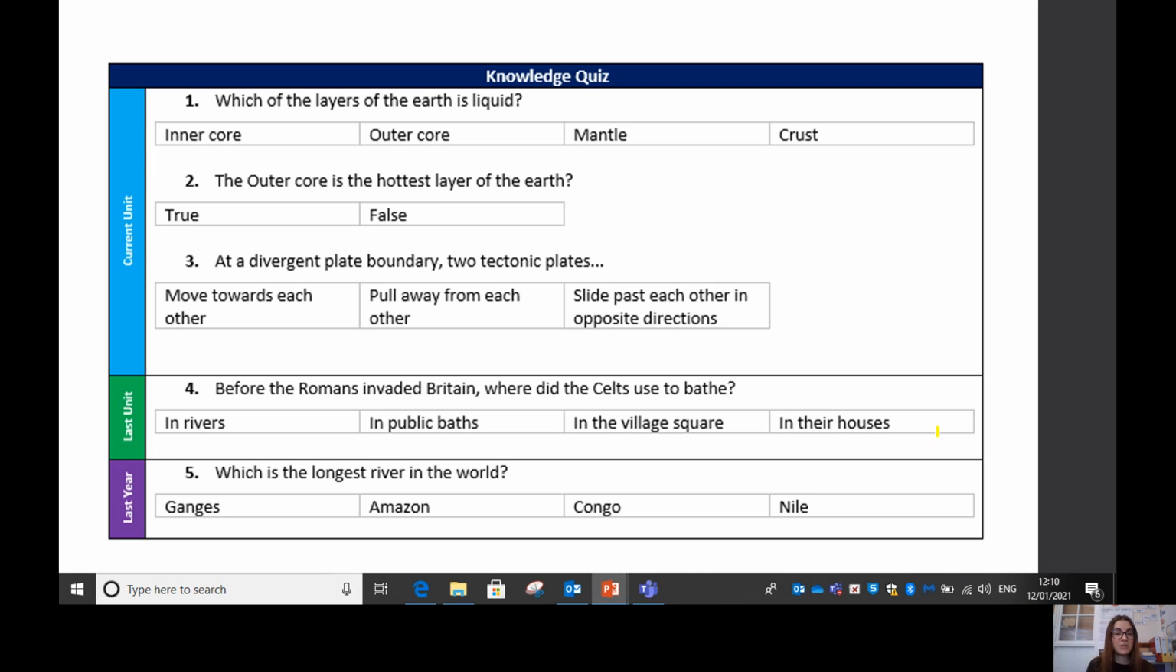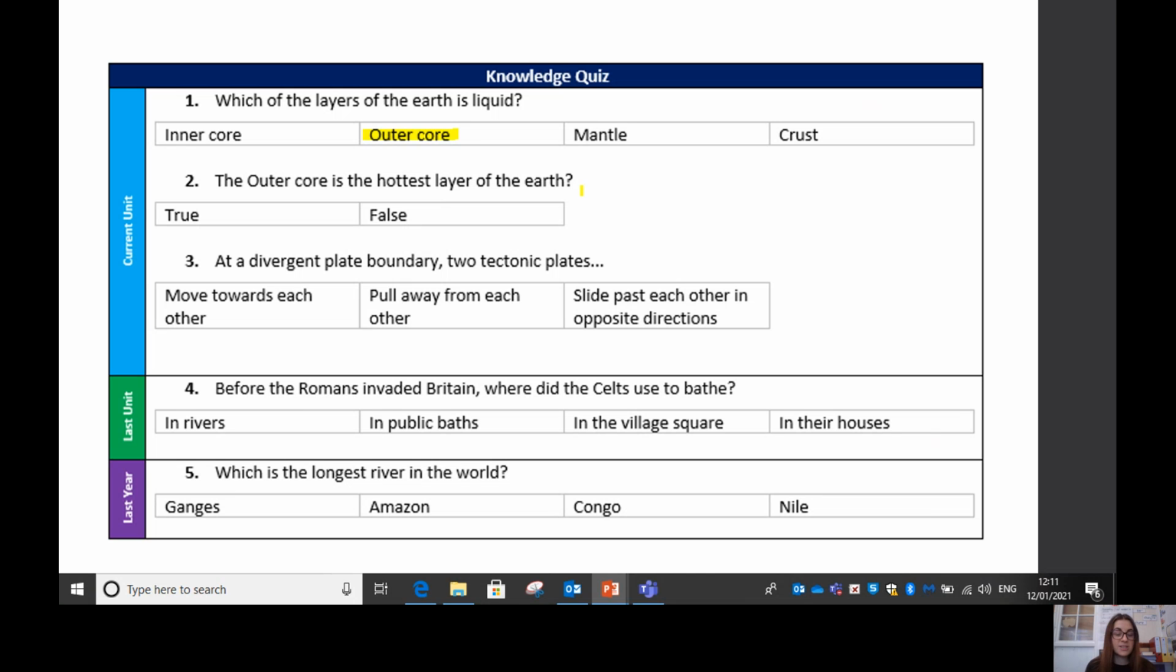Okay, so our first question is, which of the layers of the Earth is liquid? We have the inner core, the outer core, the mantle, or the crust. Yes, you are absolutely right if you said the outer core. The outer core is the only layer which is liquid. The others are not.